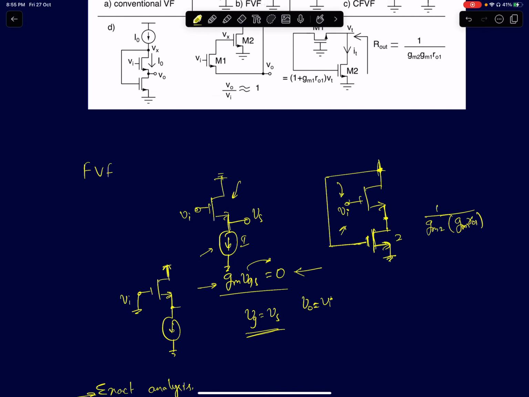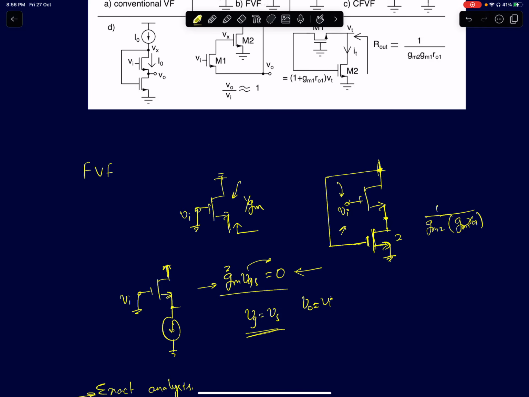The way we find the output impedance of a source follower is we open circuit the current source and look into the source terminal, grounding the input. That will be approximately 1 by gm parallel ro, so we can say approximately 1 by gm. That's the lowest impedance that you can get using a single MOS device.